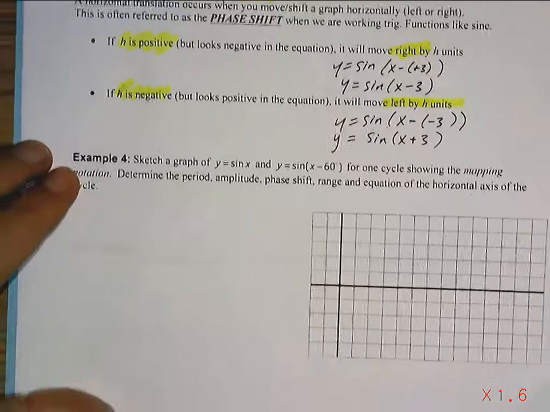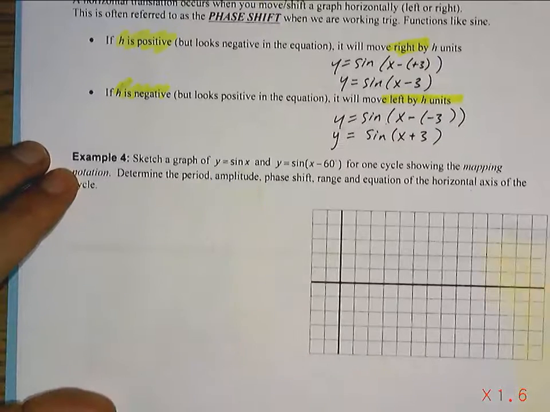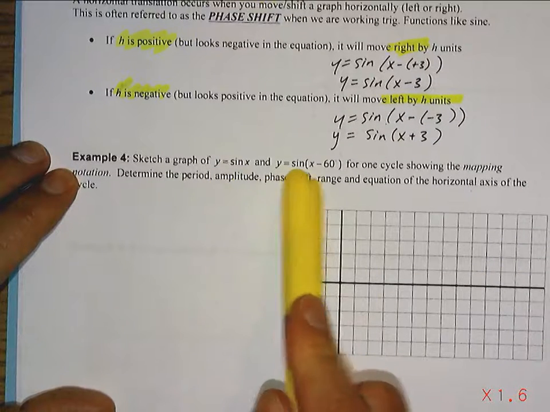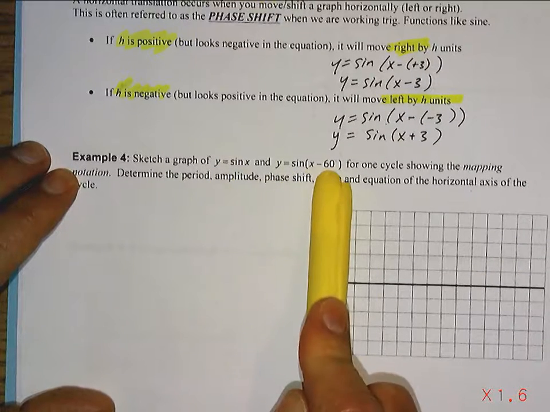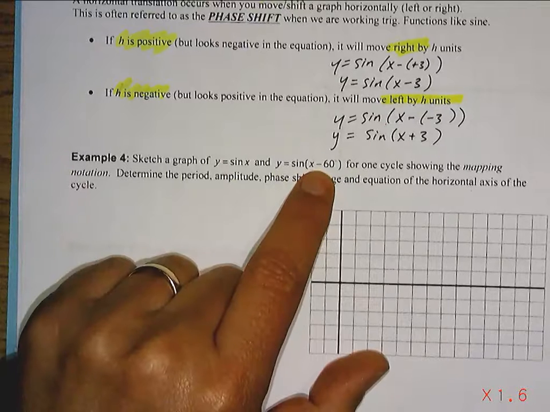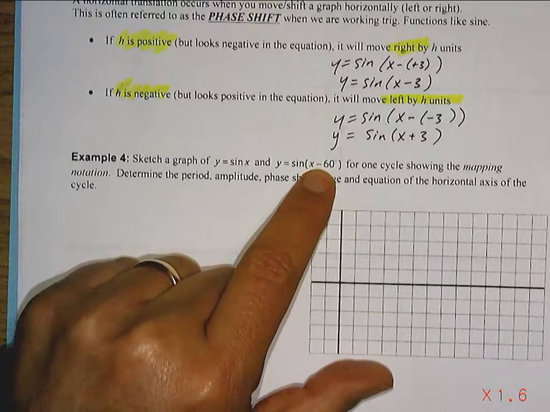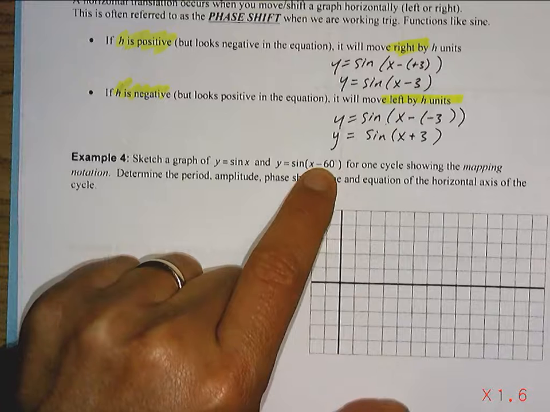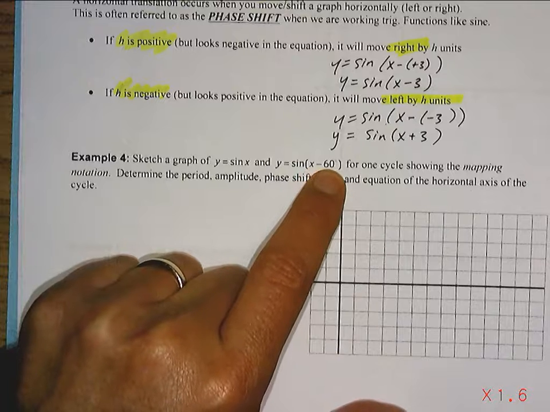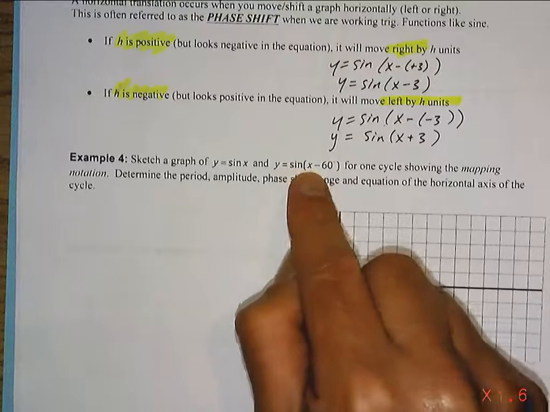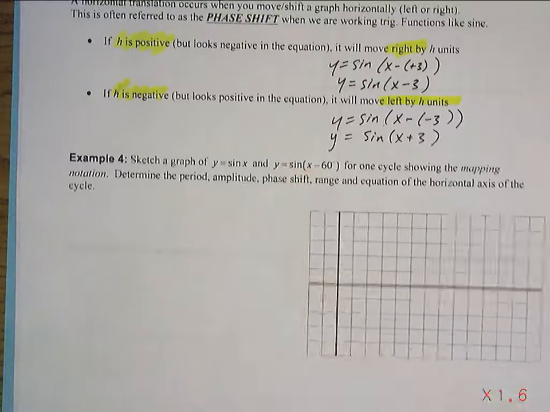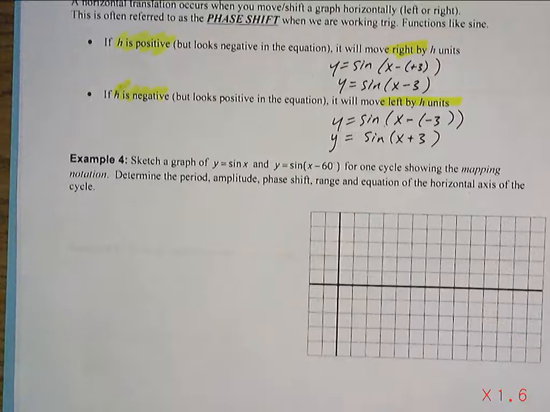Okay, so example 4. Sketch the graph of y equals sine x and y equals sine of x minus 60 degrees. Well, let's think for a minute. It's inside the function, so it's going to be horizontal. And it's a negative here, which means that the h value must be positive. So this is going to be a shift to the right, and it's going to be a shift to the right 60 degrees.